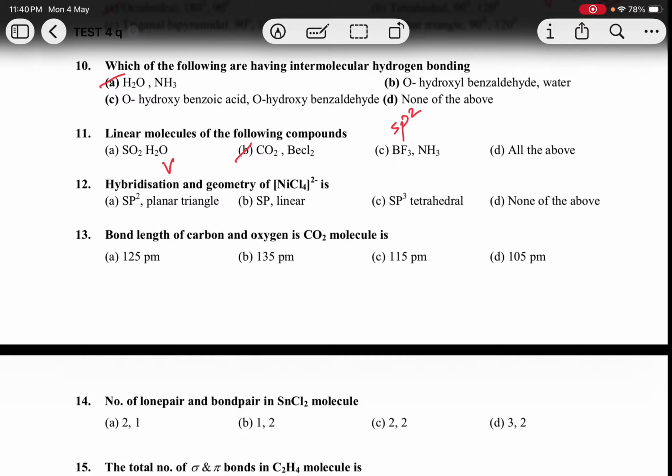Next, 12th one, hybridization and geometry of NiCl4 2-. In NiCl4 2-, the oxidation state of nickel is x minus 4 equal to minus 2. So oxidation state of nickel is plus 2. Nickel atomic number is 28. 28 means in Ni 2+ state, 3d8 configuration.